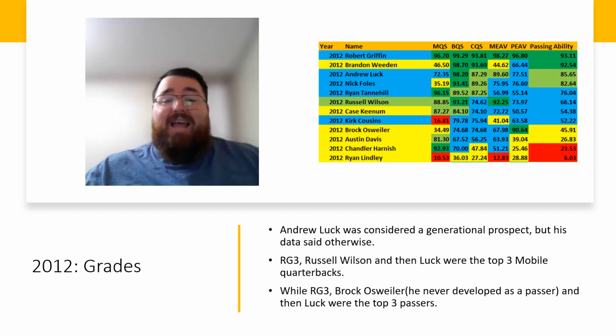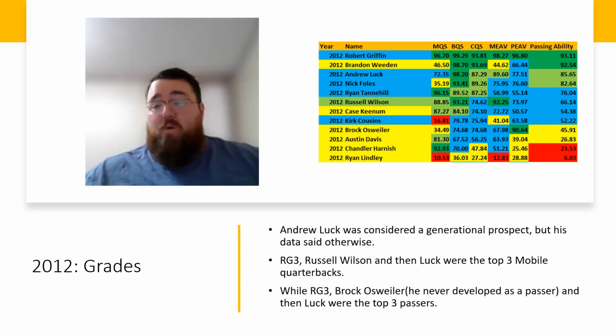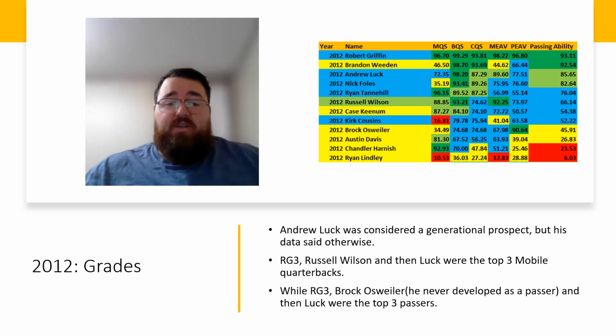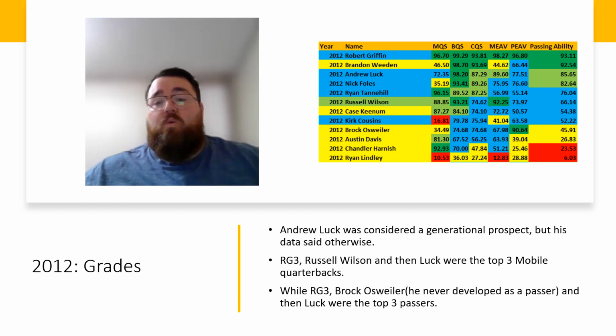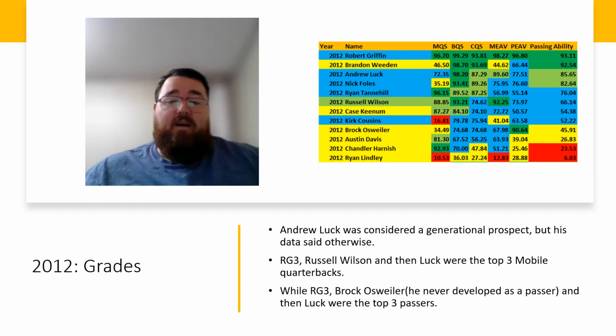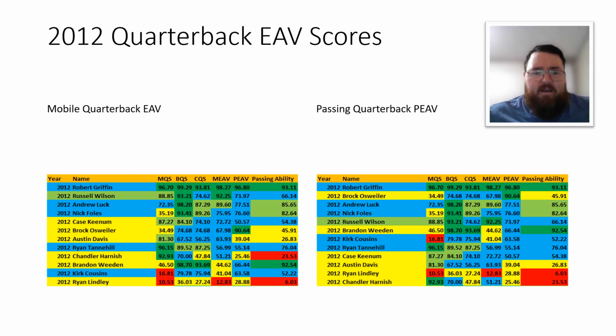RG3 and Russell Wilson, and then Luck were the top MEAV or mobile quarterbacks, while RG3, Brock Osweiler, who never developed as a passer, again, his age is really what helped Brock Osweiler a lot, and then Luck were the top three passers. Again, given the general ballpark of this class, looking at it from that kind of perspective, Robert Griffin III was always the top quarterback based on data. Of course, he had multiple injuries and lots of weird stuff happened in Washington that kind of derailed his career.